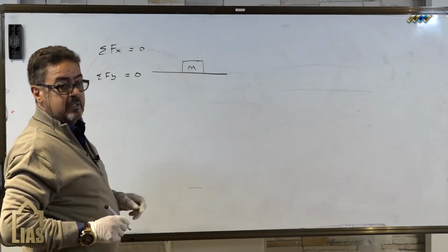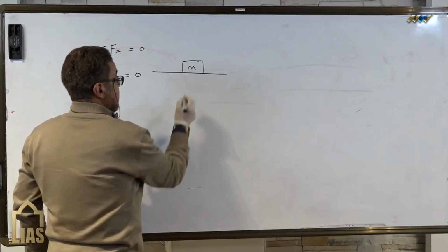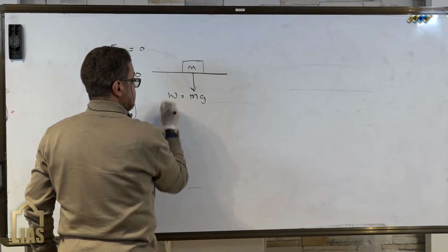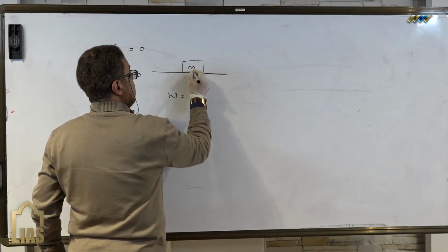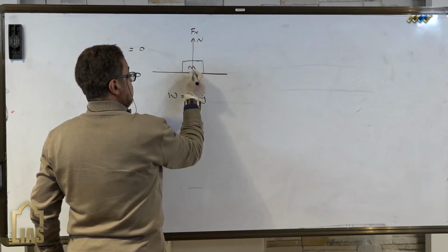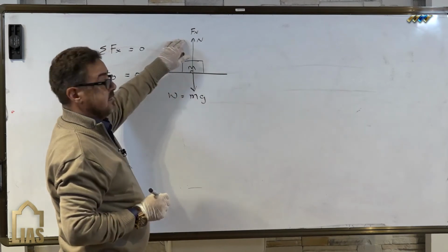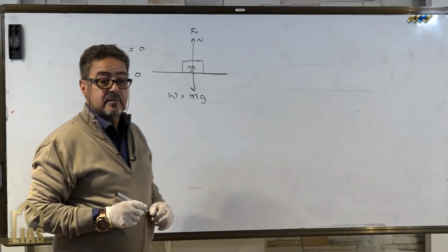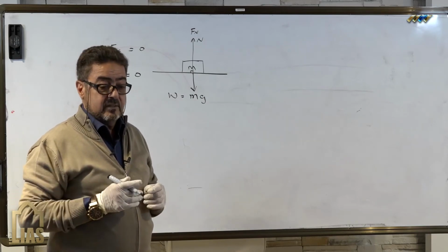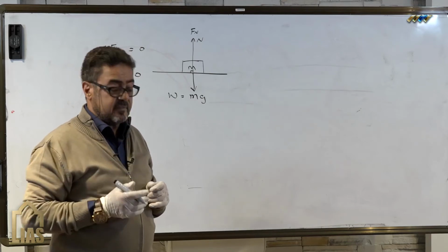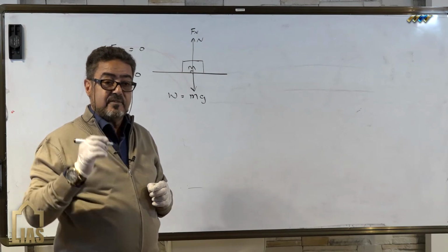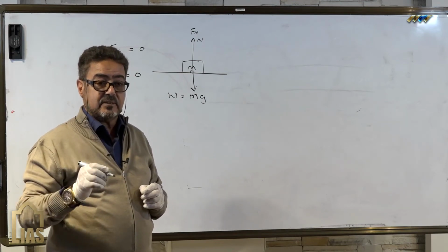In the x direction, we don't have any force. In the y direction, we have the weight, which is mg, and the normal force, Fn or N. This is very important. You can think of the normal force as the reaction force. The normal force is a very important factor.